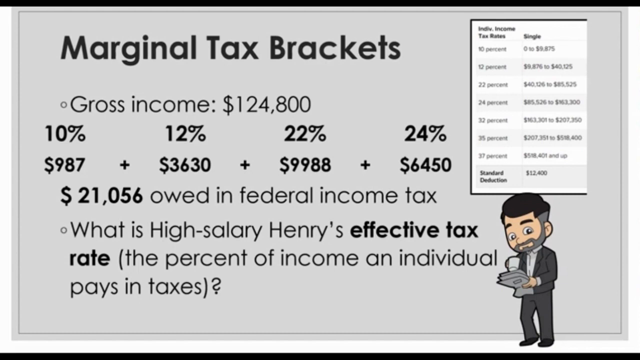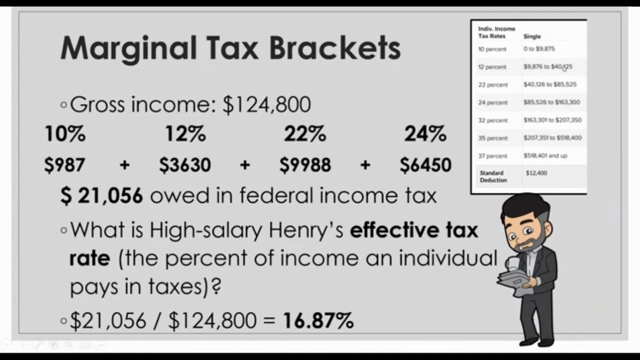As a reminder, his gross income was $124,800. We brought that down by his standard deduction to get his taxable income, but we want to know how much of his total income was taxed, and what percent that was. So we're going to use his total gross income, $124,800, and divide the amount that he owes in taxes by it. $21,056 divided by $124,800 is 16.87%. This is the percent that he actually paid in federal income tax.